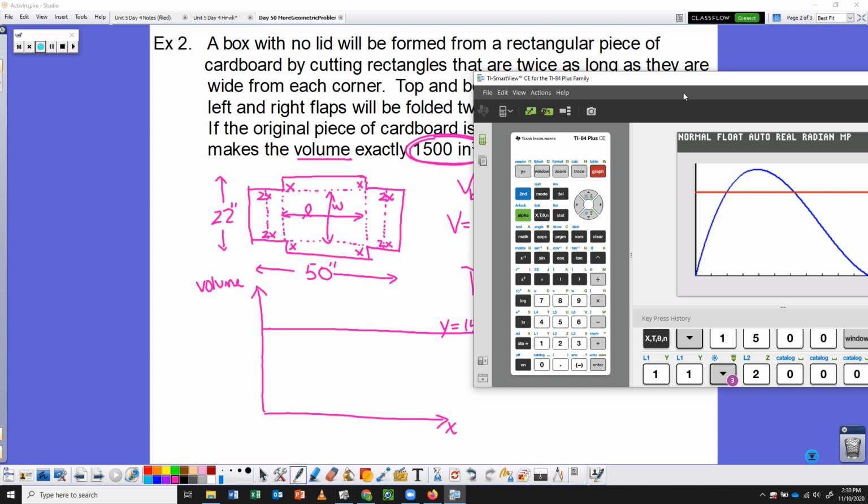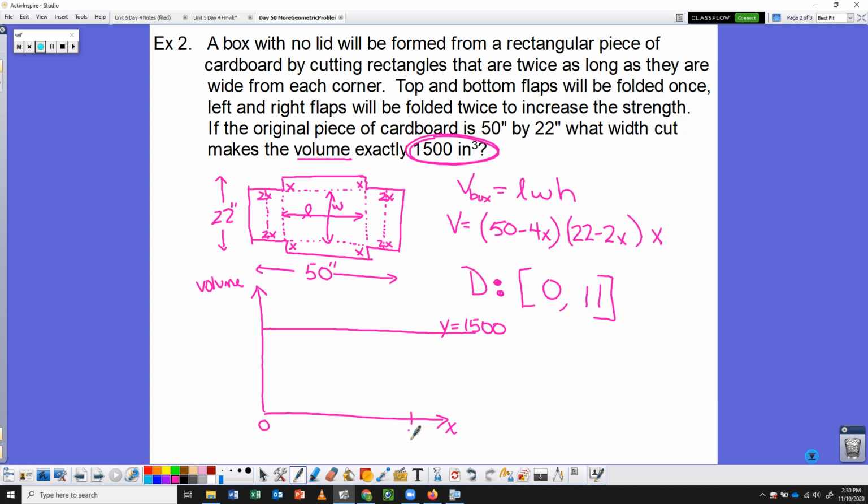So we have a graph here that goes from 0 to 11 in the x direction. It goes up fast and it comes down slow, and it crosses through the 1500 cubic inch line. Make sure that you put the formula that created it on the graph: 50 minus 4x times 22 minus 2x times x. And the rest of the graph is labeled. We got labels for the x-axis, y-axis. We might want to note that this goes all the way up to 2000.